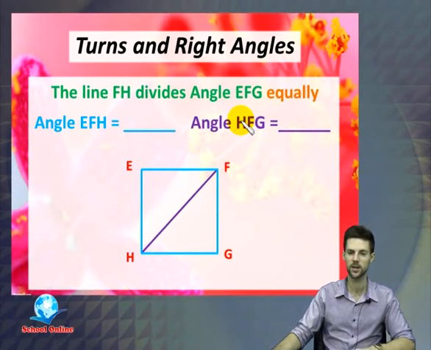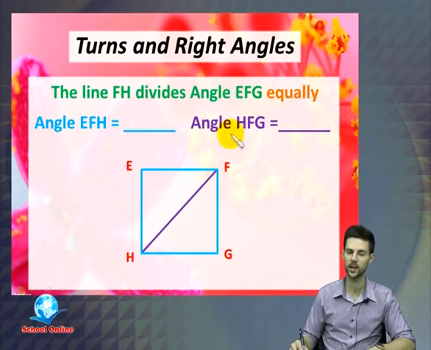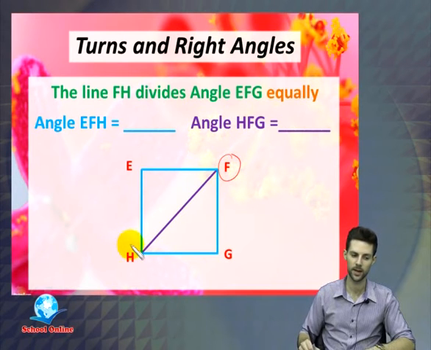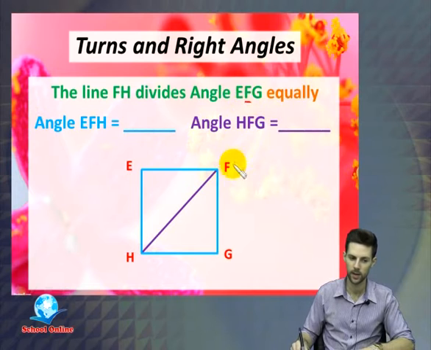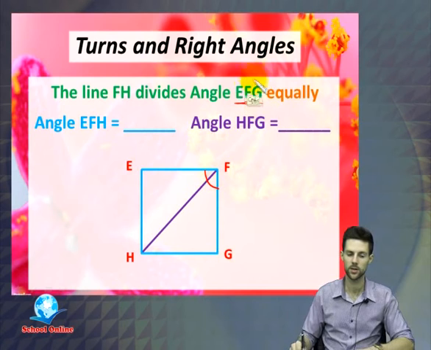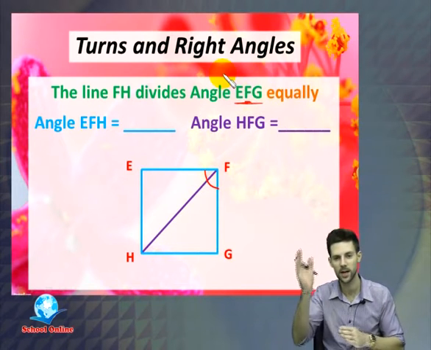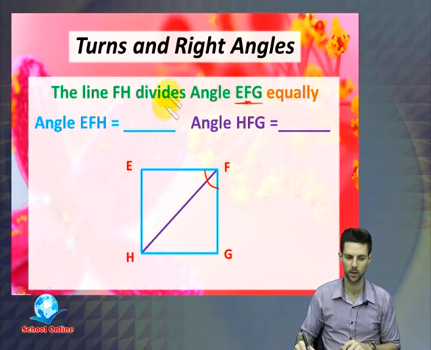The line FH divides angle EFG equally. Okay, so let's look at line FH. Have F and H. So the line is the purple line in the middle. And it divides angle EFG. Where is angle EFG? So look for F here, and line EF, F and G. So here. So this is the angle. So the line FH divides that angle equally. It splits it into two angles of exactly the same degree.